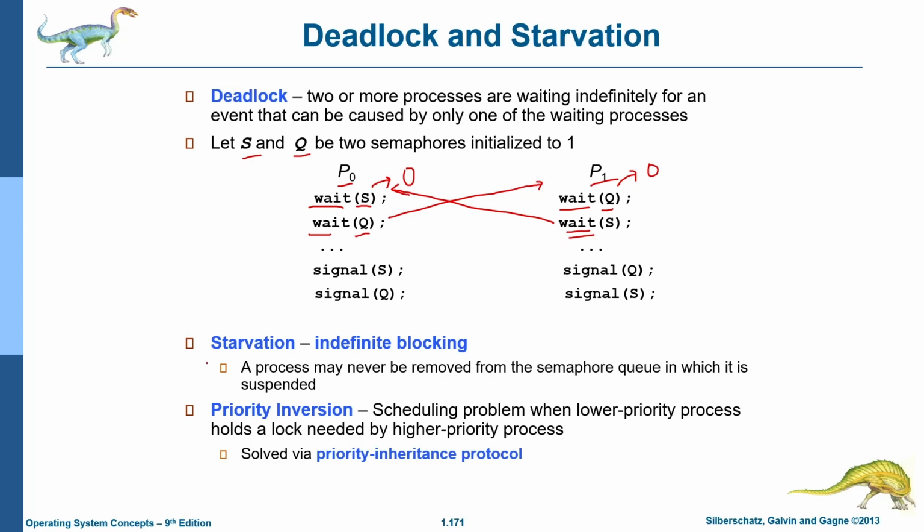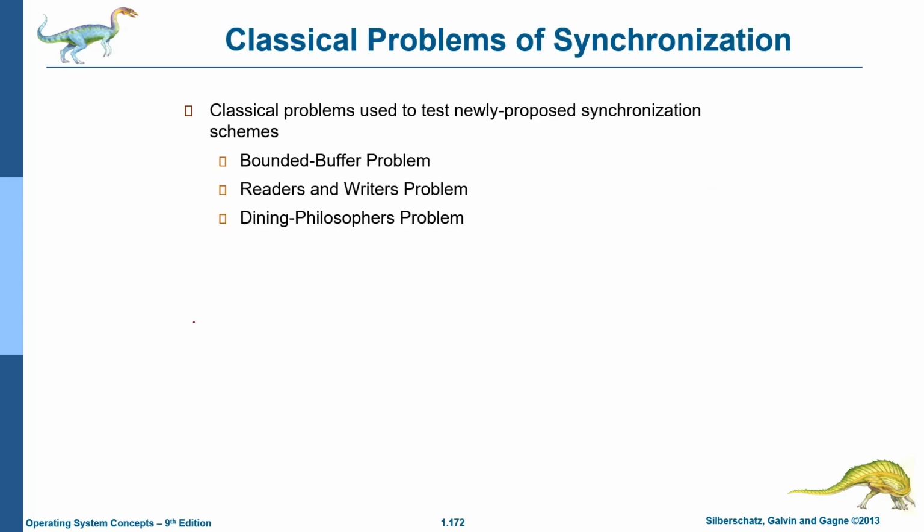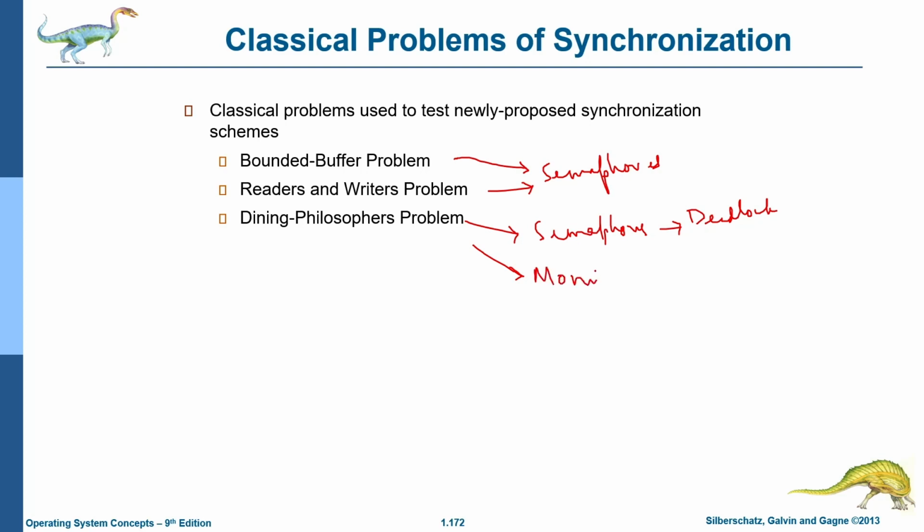Yes, sir. Okay. This can lead to starvation and indefinite blocking. If you use semaphores incorrectly, then these kinds of things can happen. Let's start looking at these three classical problems of synchronization. We will solve these two using semaphores. This one we will solve using semaphores. We will see how a deadlock can happen. Then we will try to solve this using the concept of monitors. And this will have no deadlock.